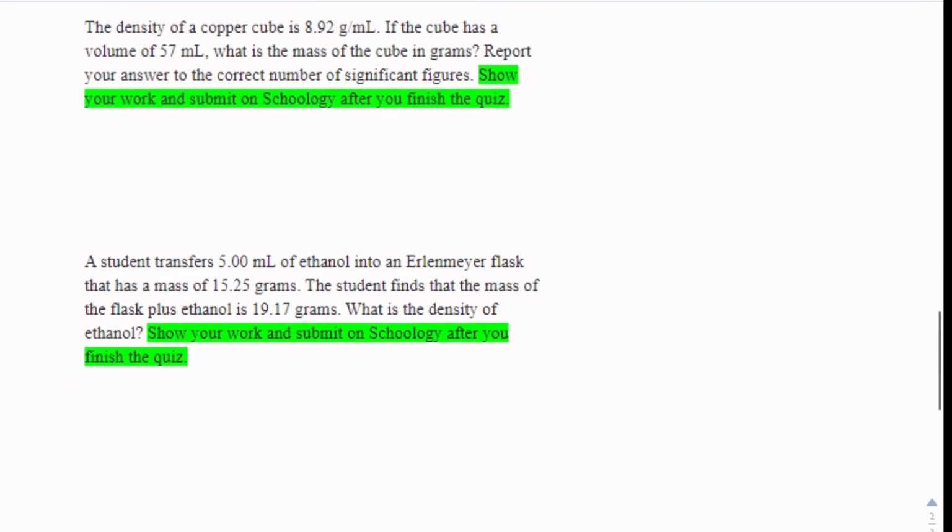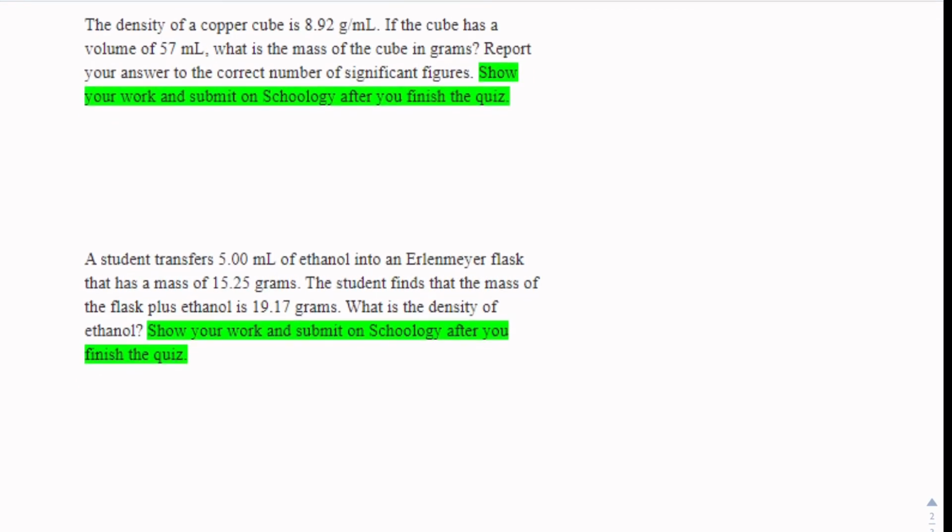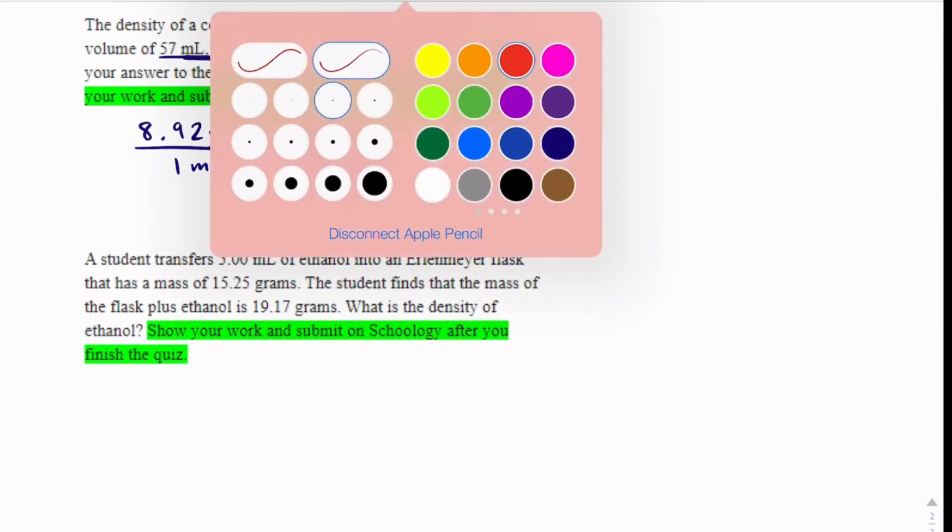Okay, in this next one it says the density of a copper cube is 8.92 grams per milliliter. If the cube has a volume of 57 milliliters, what is the mass of the cube in grams? So we're just going to create a ratio or proportion. 8.92 grams for every 1 milliliter equals X grams for 57 milliliters. And this 57, I've got to ask myself if it's good enough to plug in. It is in the units of the correct volume. For density, they're both milliliters, so we can plug that in. We're going to cross multiply.